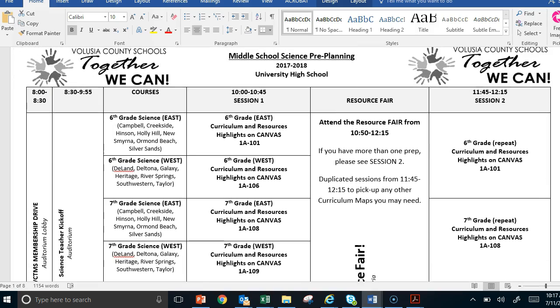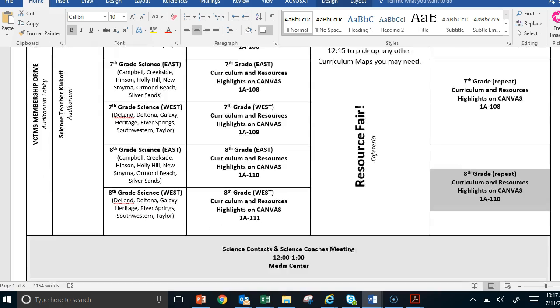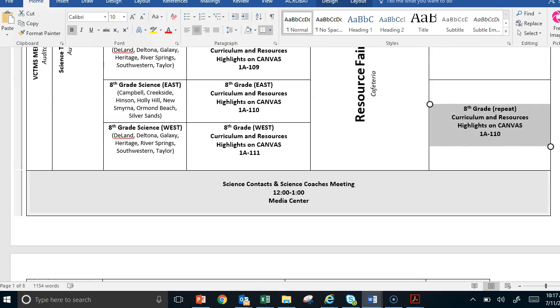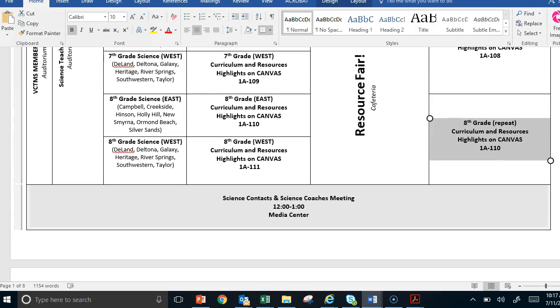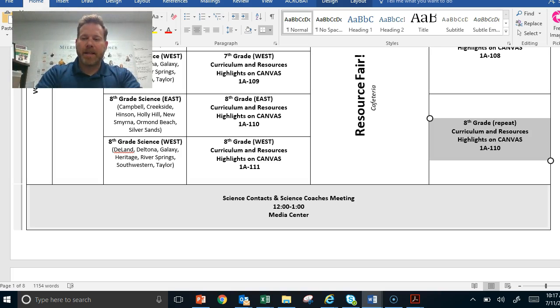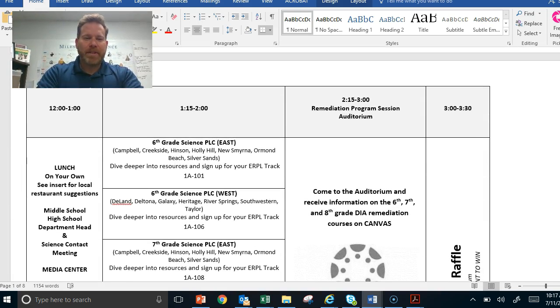Moving on to the lunchtime. If you happen to also be a department leader, department contact, department head at your school, or a science coach, I'm going to be running a department meeting for just an hour, and I'll include lunch for them so they actually get to eat. I thought I'd be nice. That's from 12 to 1. So if you happen to be one of those people, I ask that you go to the media center at 12 o'clock.